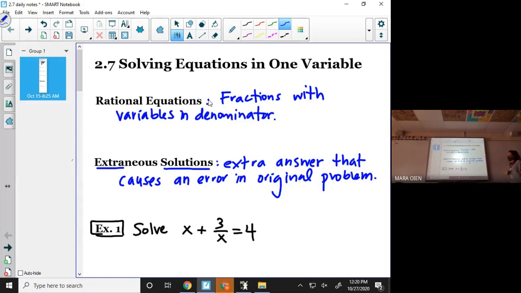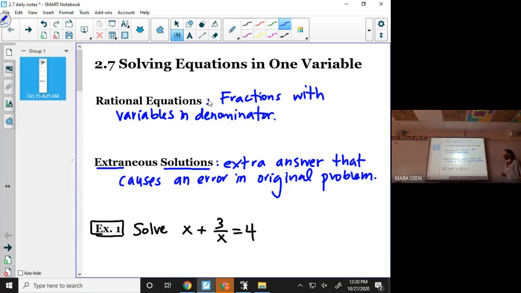Most of these, if not all of these problems, our goal is going to be actually get rid of the fractions. And by getting rid of the fractions, you're turning it into another type of equation, maybe a quadratic, maybe a linear, but an equation that we can solve. And sometimes we'll get answers out of those quadratics that won't work in the original problem.